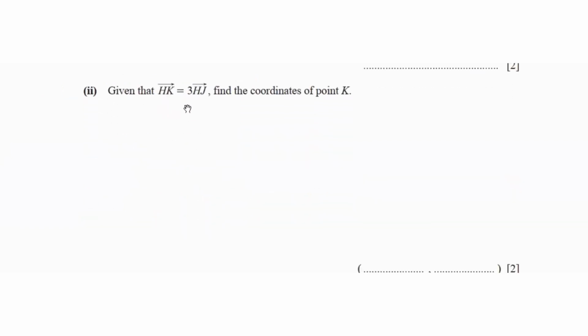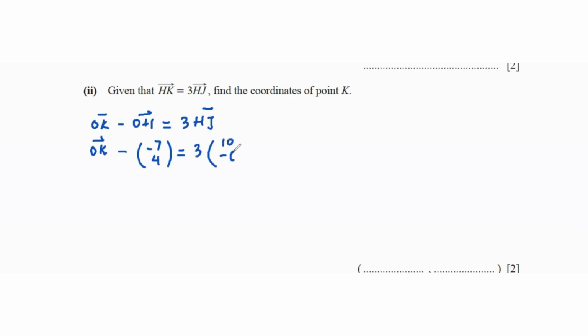Then it says given that HK is 3 times HJ, find the coordinates of point K. So we're going to do OK minus OH equals to 3 times HJ. OK is what we have to find. And OH is given as negative 7 and 4. This is 3 times HJ, which is 10, negative 6.